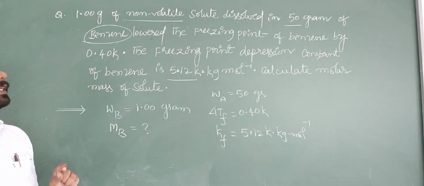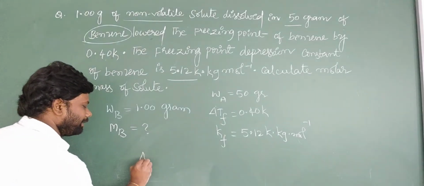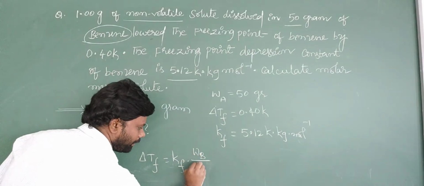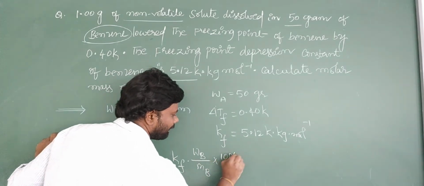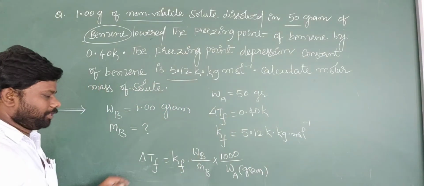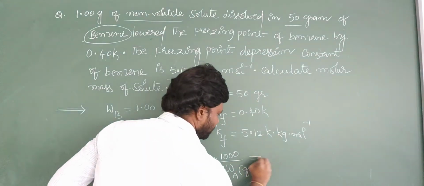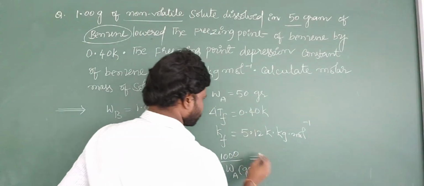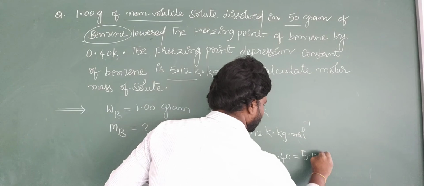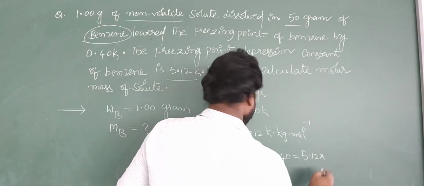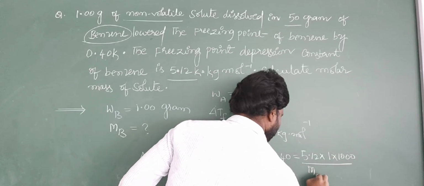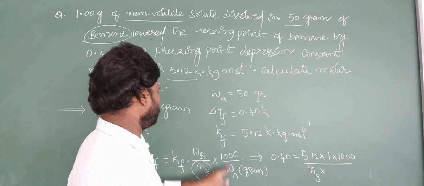So according to the depression in freezing point of solvent, delta Tf is equal to Kf into Wb by Mb into 1000 by weight of solvent in grams. Substituting all these values in this equation to get the Mb value. What is the delta Tf value? 0.40 is equal to Kf value 5.12 into Wb value 1 gram into 1000 by Mb into weight of solvent 50 grams.